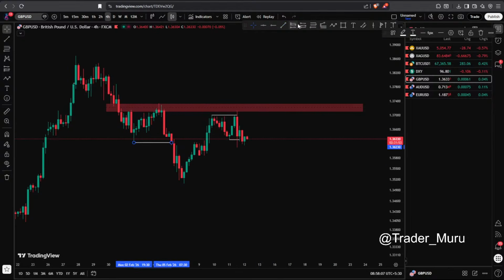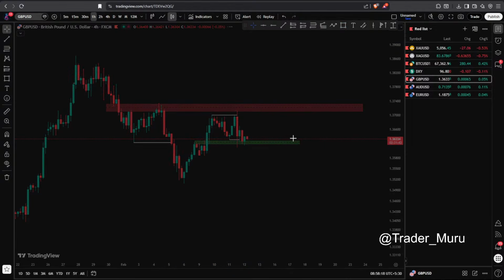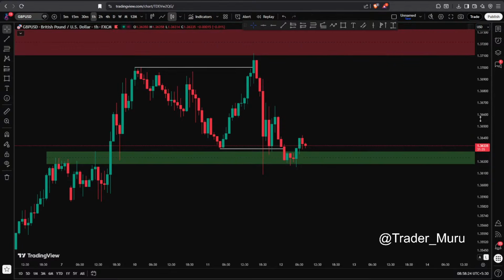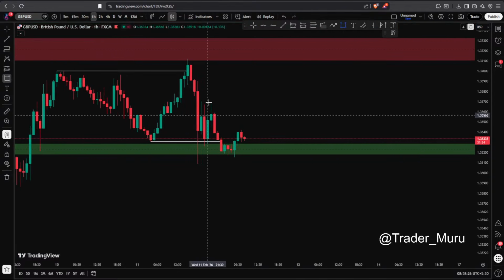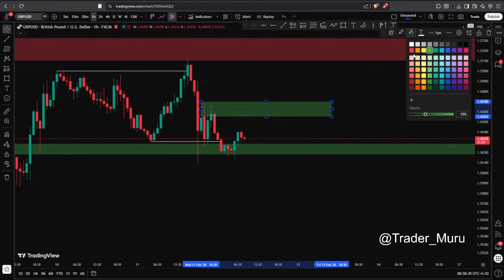This is the last breakout structure in GBP, and this is the low which it is holding, support area, and we have a 1 hour change of character. So until price is below these highs, it is bearish.